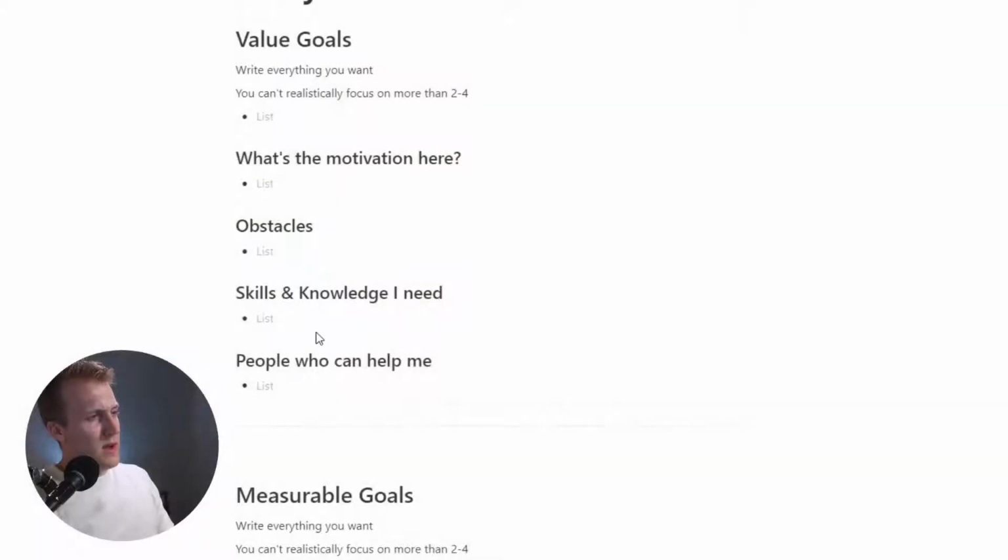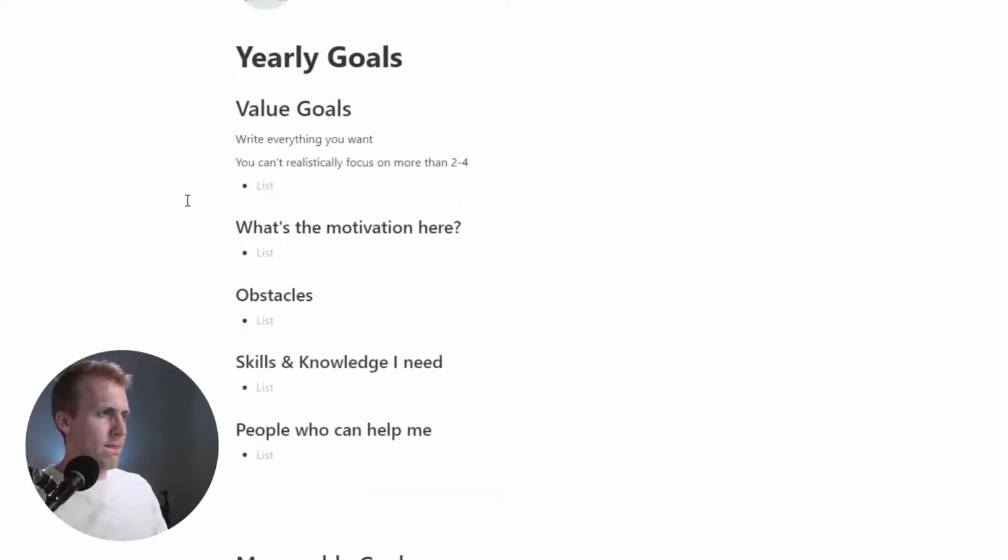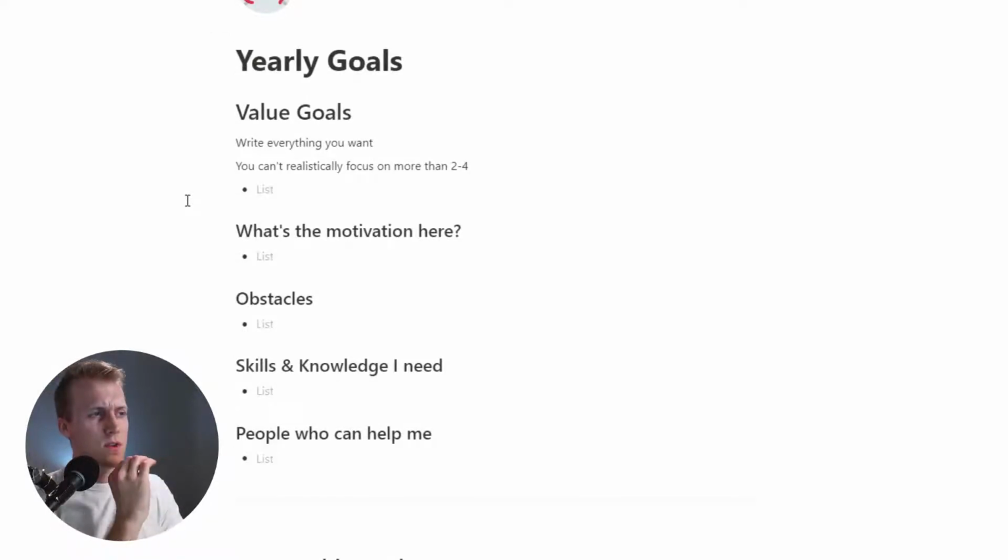In the value goals, write everything you want, but you can only realistically focus on no more than 2 to 4. The value goals, you can only really focus on 2 to 4.